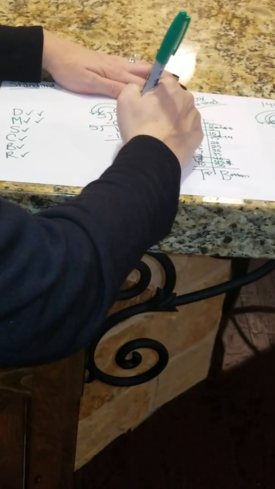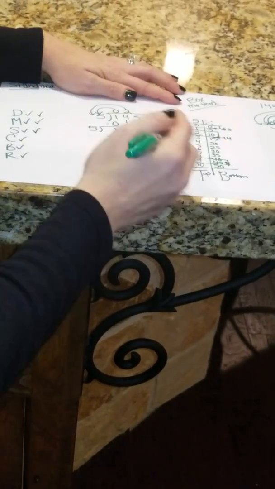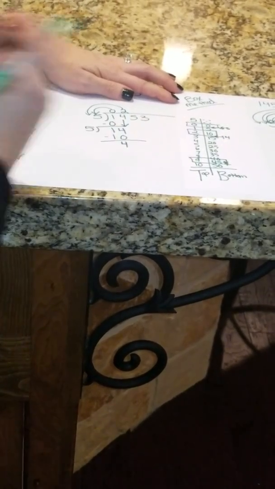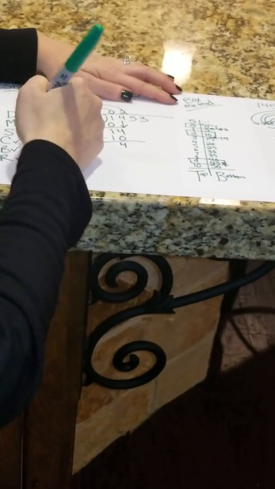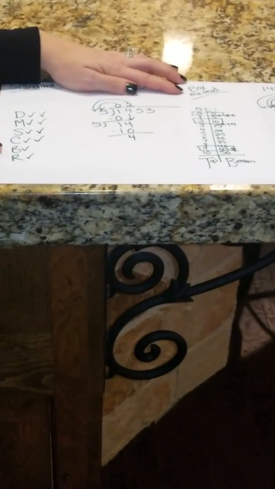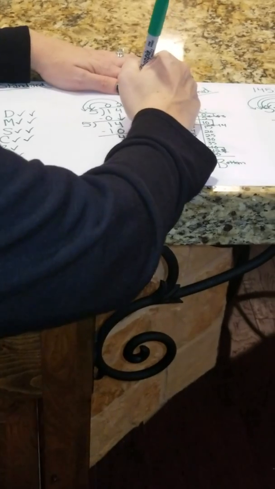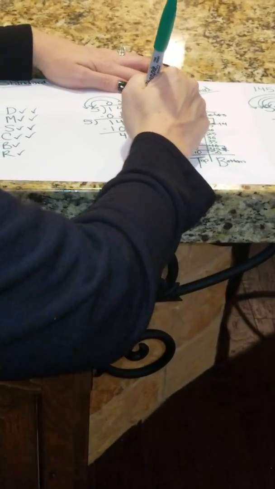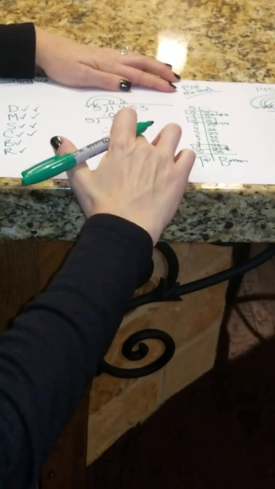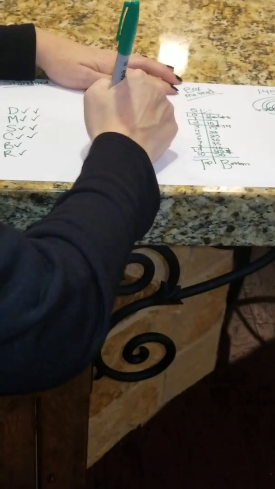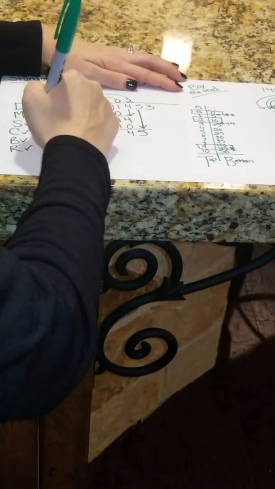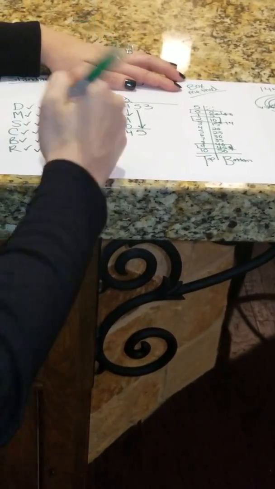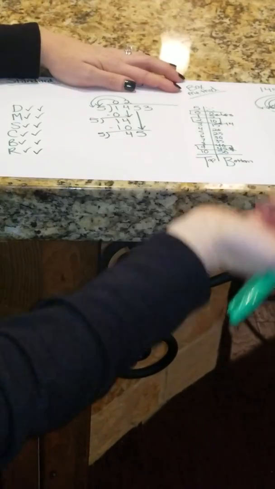14 minus 10 is 4. Compare, is 4 less than 5? Yes, it is. So now we are able to move down to our next step, B for bring down. We're going to bring down our 5. Now we're working with 45 tens, and we're going to divide that by 5. That is our repeat step. So now we're going to do all of those steps over again.